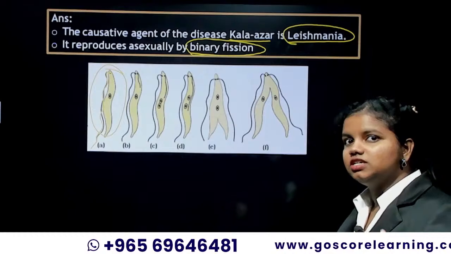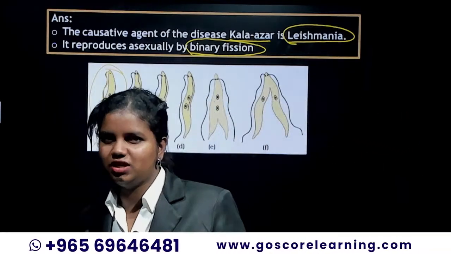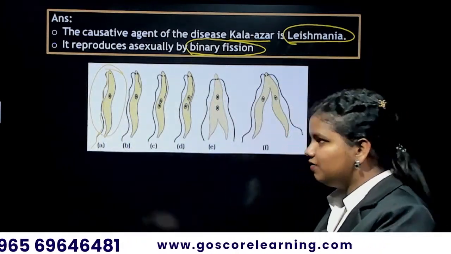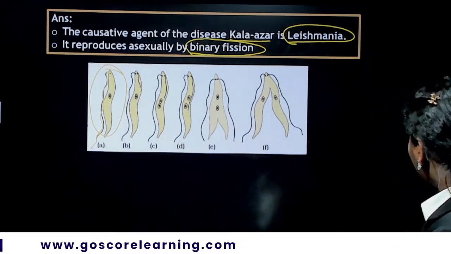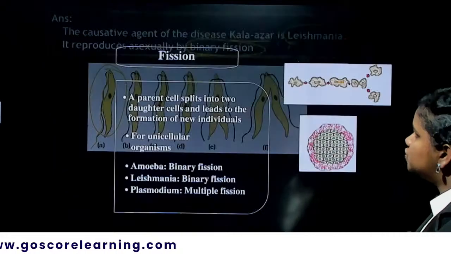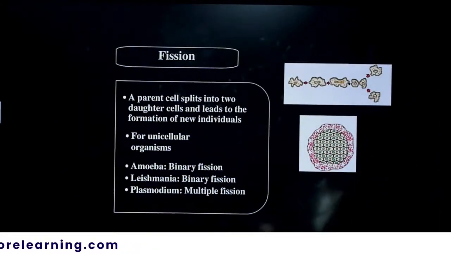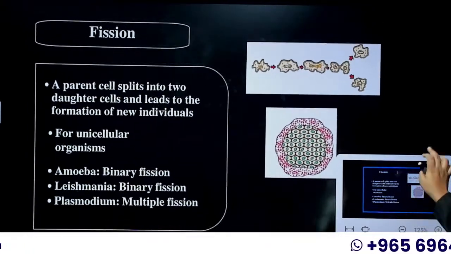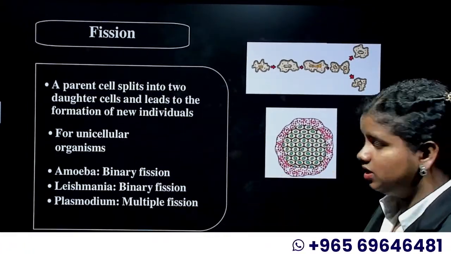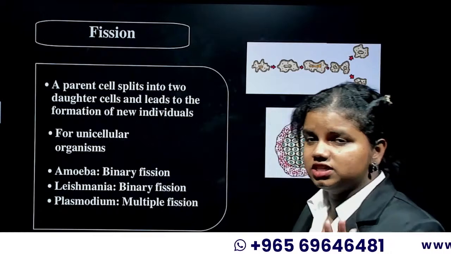Yes, that's the first method of asexual reproduction, right? We already listed 6 of them, and that's the first one, binary fission. So this is the answer to the question. Let's go through that particular topic, fission, the first method of asexual reproduction.